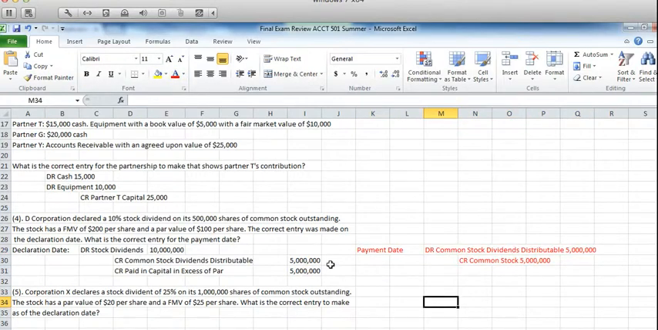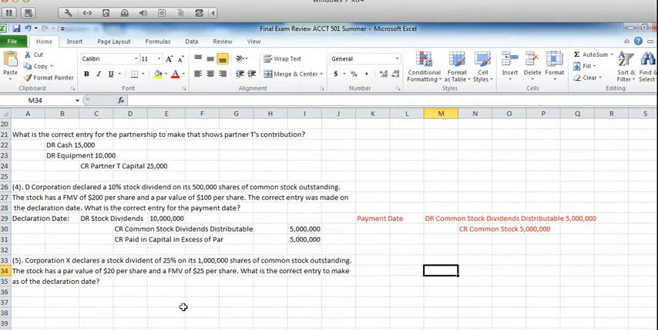And I basically did the whole thing just to show you that the amount that's different between the fair market value and the par value is all taken care of with this first entry. All that we're left with on the second entry is the par value. We're zeroing out the common stock dividends distributable and showing that common stock has gone down by $5 million.